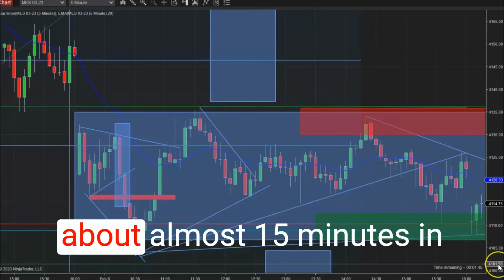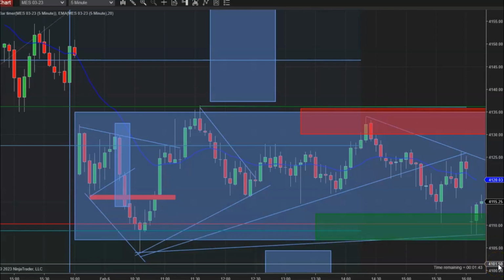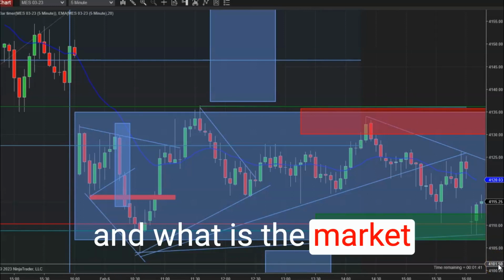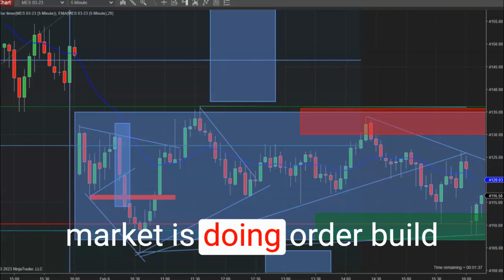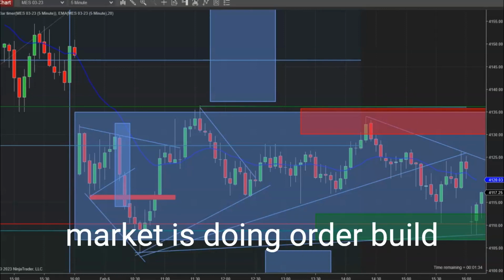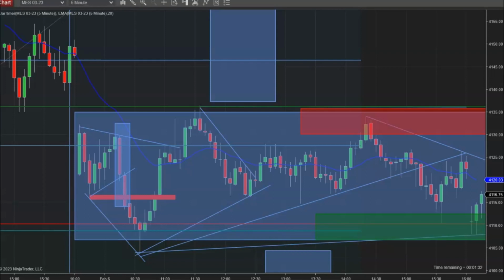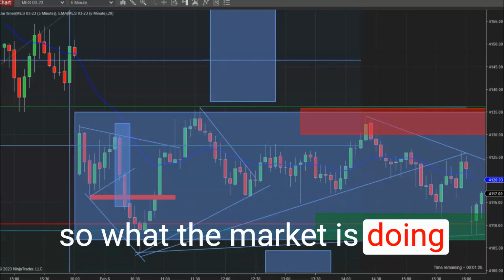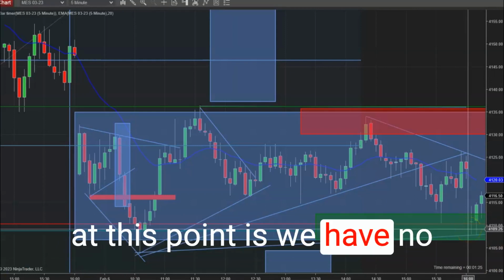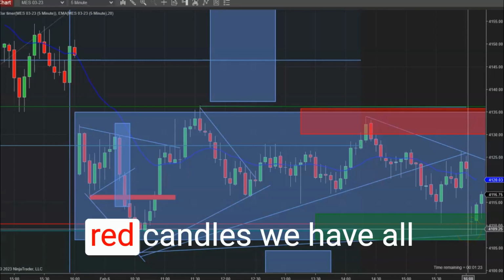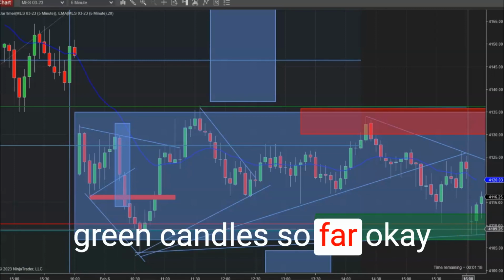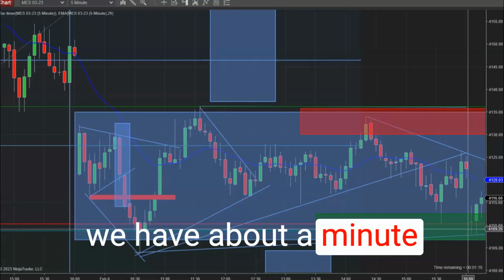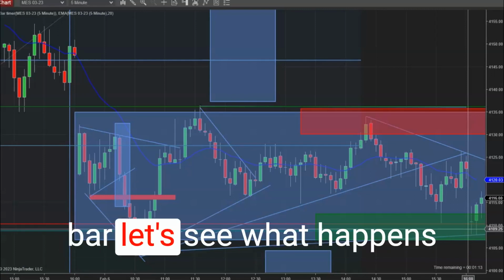Here we are, almost 15 minutes in. And what is the market doing? Can you see what the market is doing? Order filled. What the market is doing at this point is we have no red candles. We have all green candles, not very big green candles so far. We have about a minute and 15 seconds left in this bar. Let's see what happens.